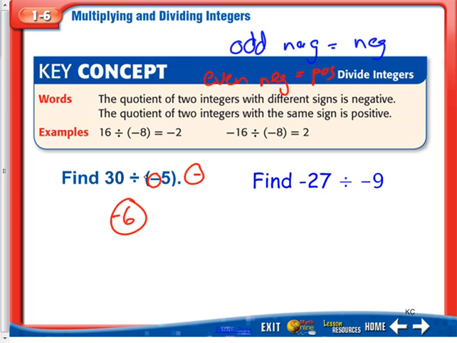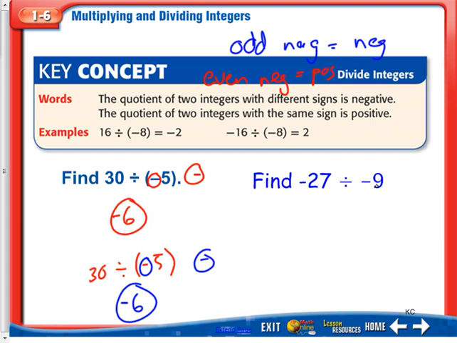How would you do this in your homework? Well, obviously you have to copy it. So 30 divided by -5. Then I would expect to see you circling that and telling yourself as a reminder that it's going to be negative, then you can just say -6 is your answer.